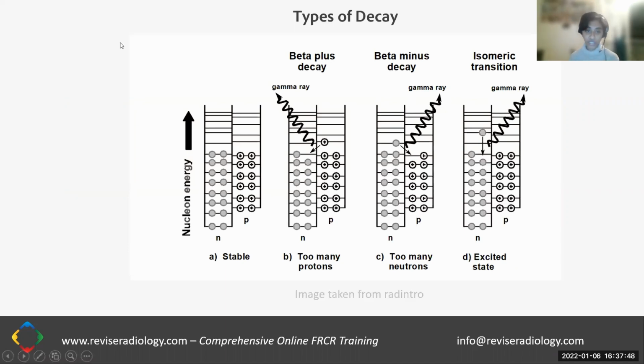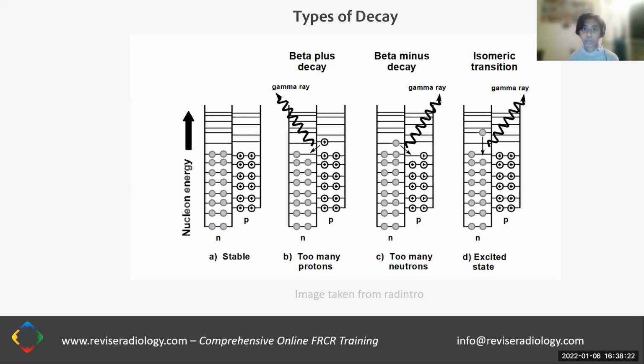So just to run over it again, if you've got a good balance between the neutrons and the protons, then you have a stable nucleus. If you have too many protons, it'll undergo beta plus decay with the emission of a gamma photon. If you have too many neutrons, it'll undergo beta minus decay with the emission of a gamma ray. And if it's in an excited state, it'll go to the ground state in what is called isomeric transition by emitting a gamma ray.